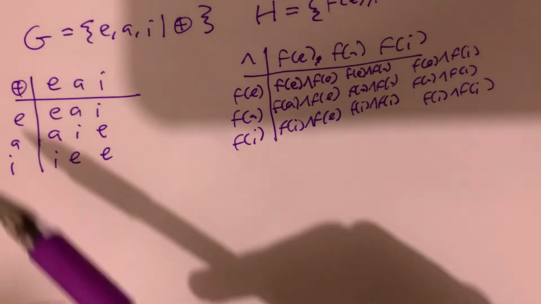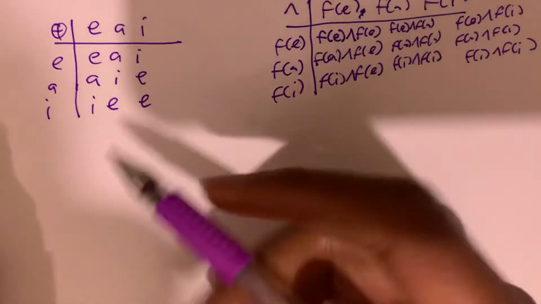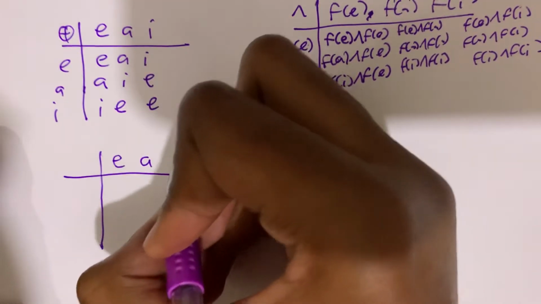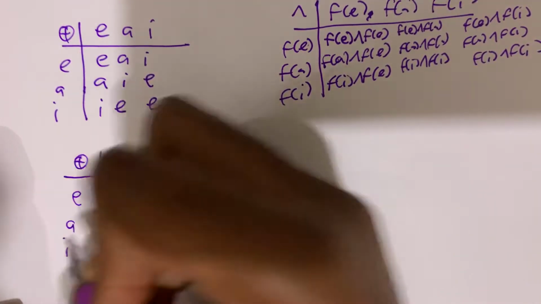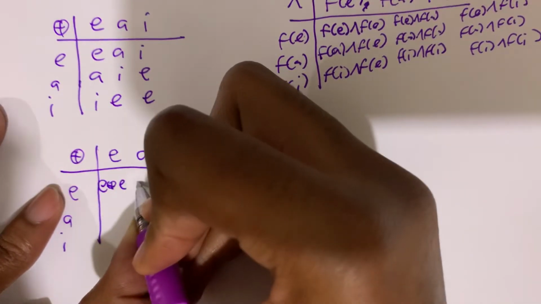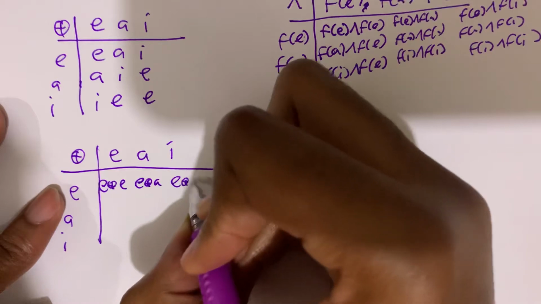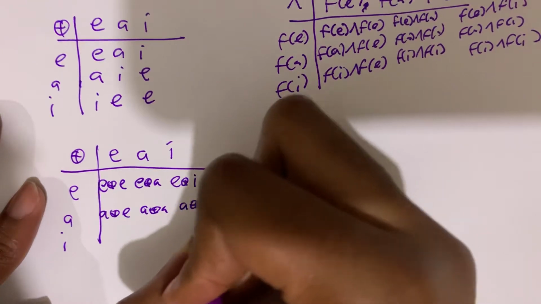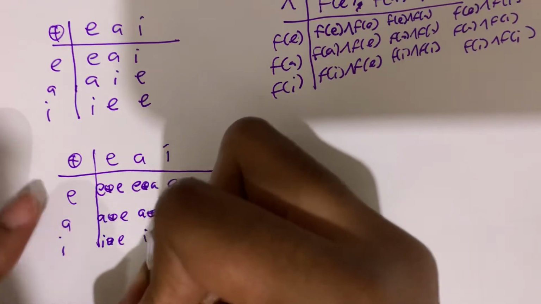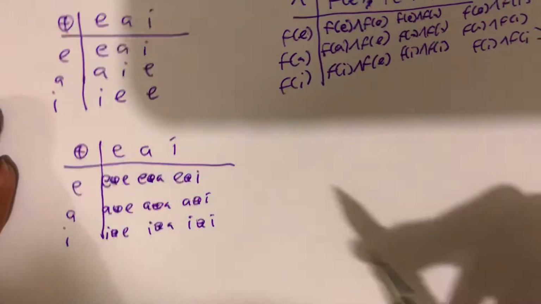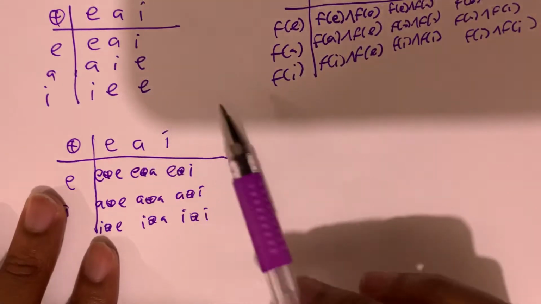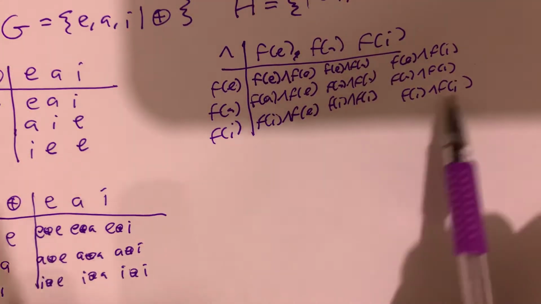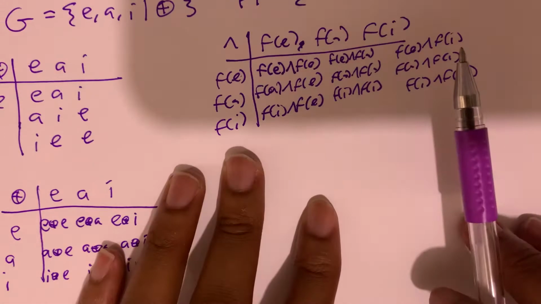Now, let's actually rewrite this group in the more general form. So you have E, A, I, big plus, E, A, I. Remember, this is E operated with E. This is E operated with A. E operated with I. A operated with E. A operated with A. A operated with I. I operated with E. I operated with A. I operated with I. So all we're doing here is just writing these in the general sense. Of course, these are the values, but let's write this in the general sense, just as we wrote the Cayley table for the elements of the function in the general sense.